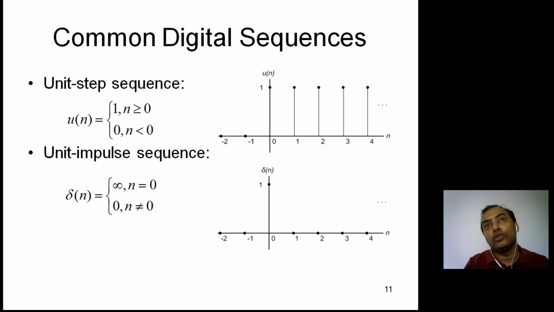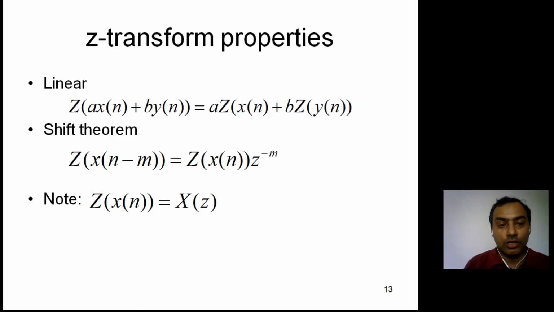Earlier we saw continuous and discrete, like t and n. In the same way, in discrete terms, this is the Z transform. Now the Z transform properties will give you the linearity theorem, the shift theorem, and so on.